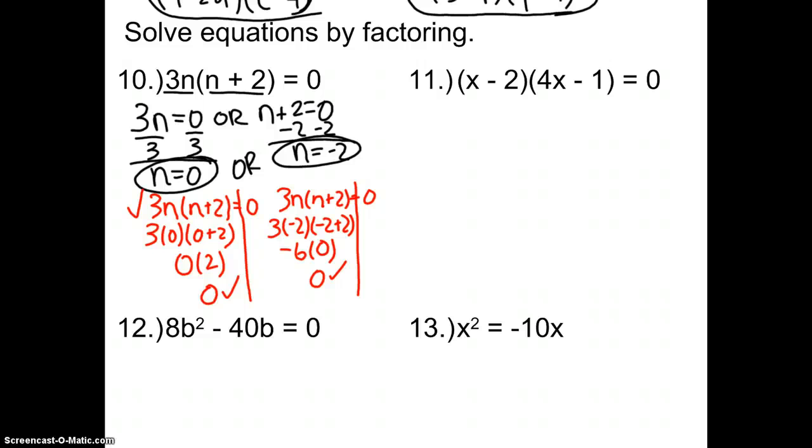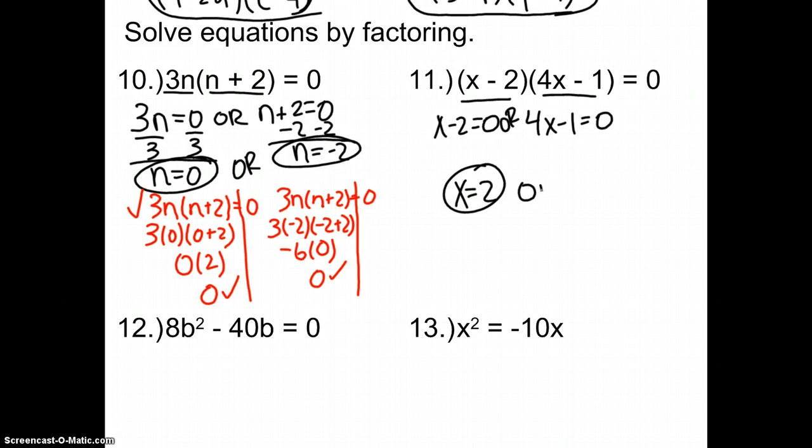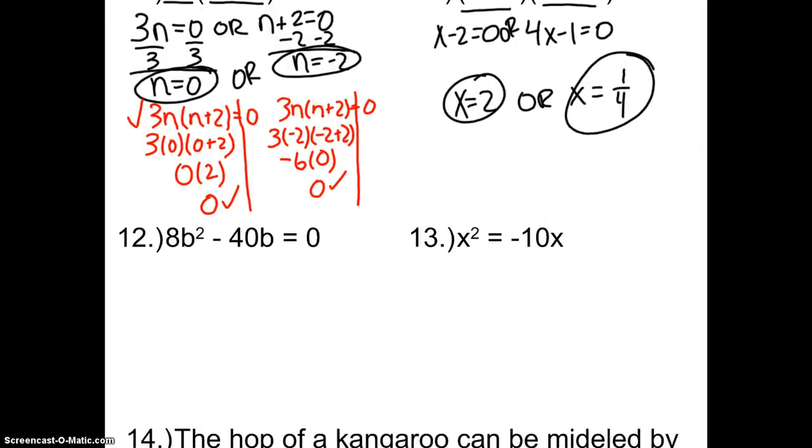You guys should do this on your own. It's similar to the first one. Set each of these terms equal to 0. x minus 2 equals 0. 4x minus 1 equals 0. Solve for x and check your solutions. You should reach x equals 2 or x equals 1/4. And it's important to check your solutions because sometimes they don't work out.